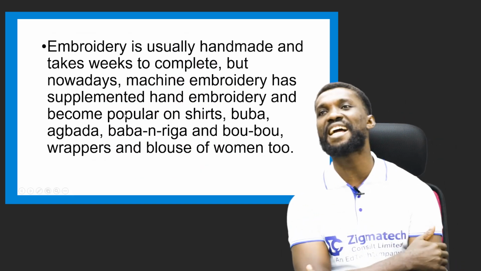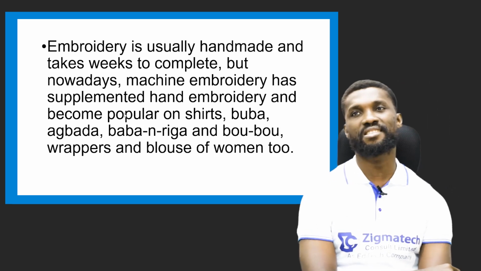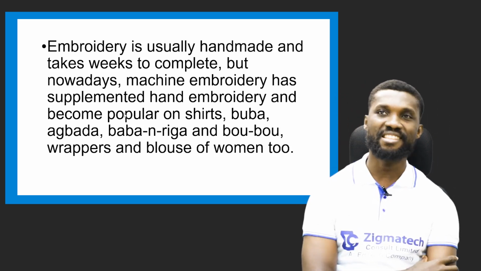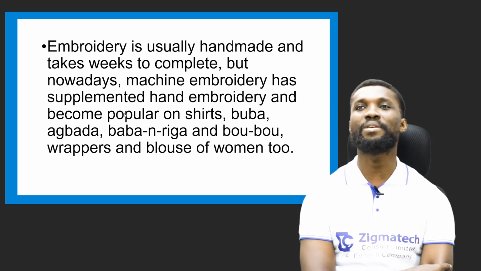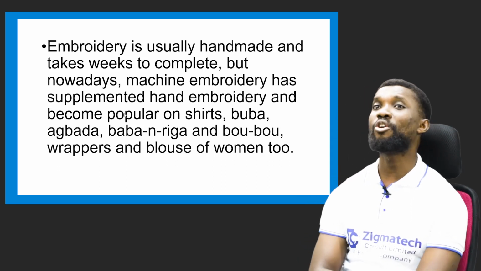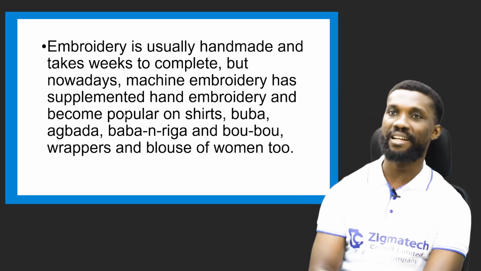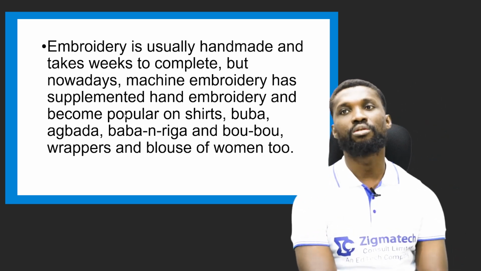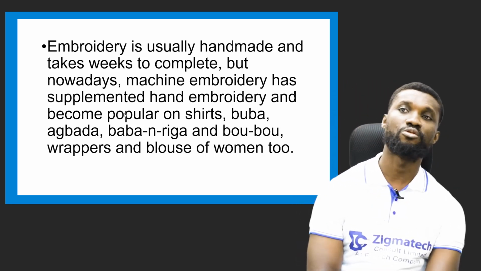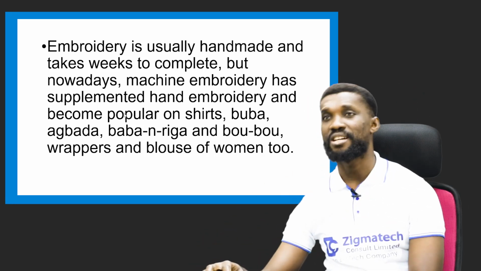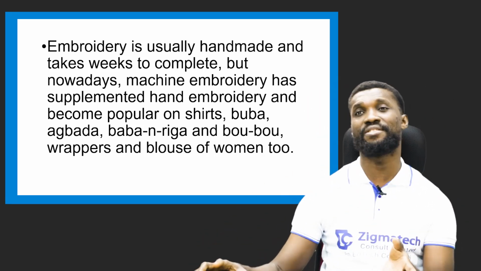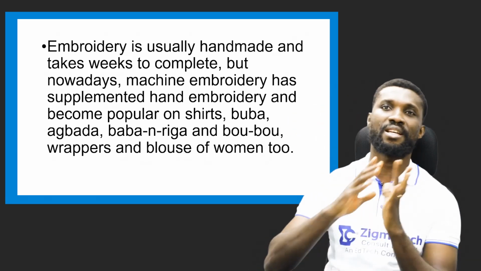Now, embroidering is usually handmade and takes weeks to complete. But nowadays, machine embroidering has supplemented hand embroidering and become popular on shirts, buba, agbada, babariga, and bubu. Wrapper and blouse of women are also embroidered. So if they ask you what are the things that can be embroidered, there you go.